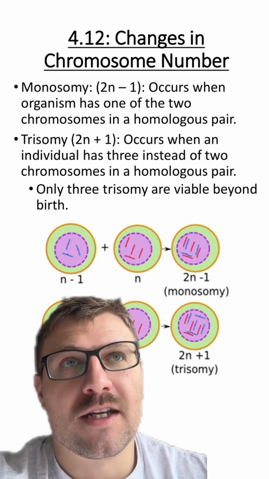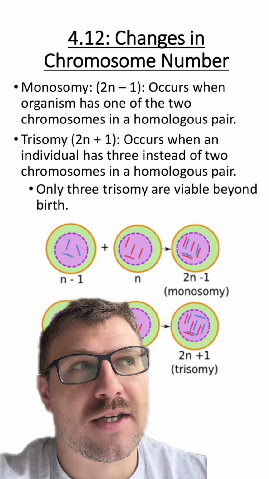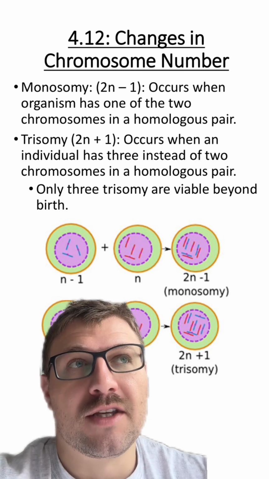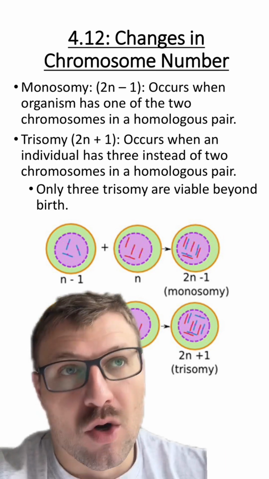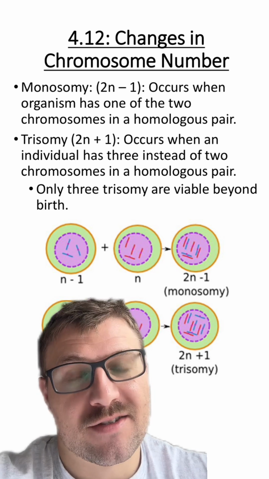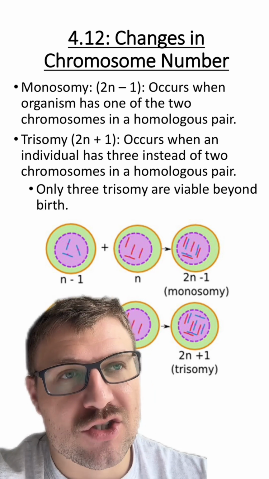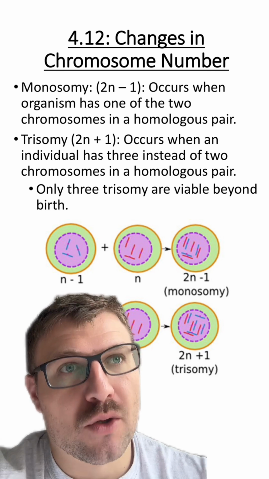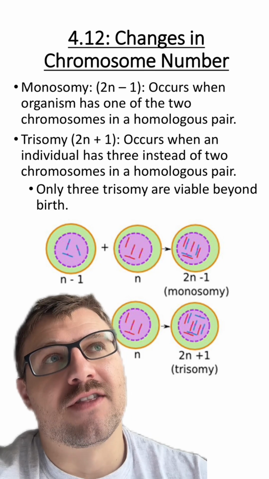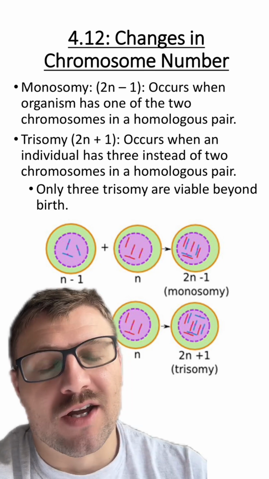Now, you might think in either case, well, it's really not that bad because with monosomy, we still at least have one of those chromosomes, so at least we have one set of directions. Or within trisomy, we just have an extra set of directions on how to make things. However, in cells and just in life in general, it's important to have the euploidy number of chromosomes because it's important to have just the right amount of genetic information.